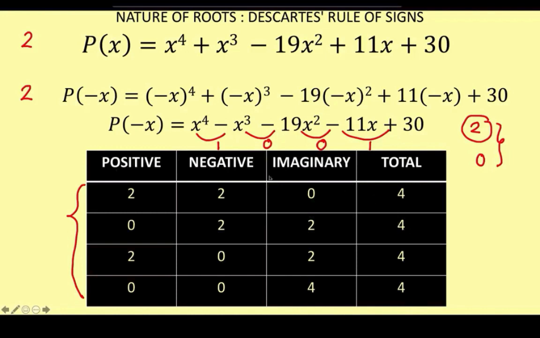So the Descartes rule of signs just tells us the nature of the signs of roots that we are expecting, but this does not tell us what the roots are. So we need to use the other theorems.